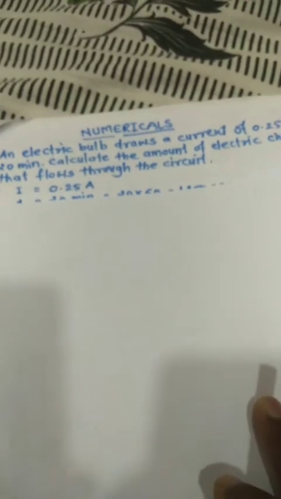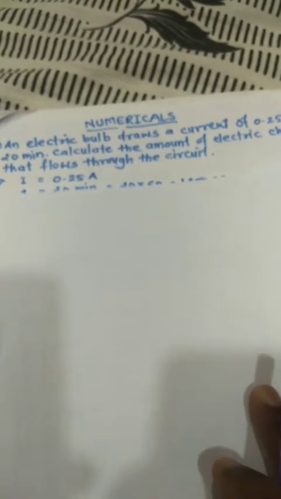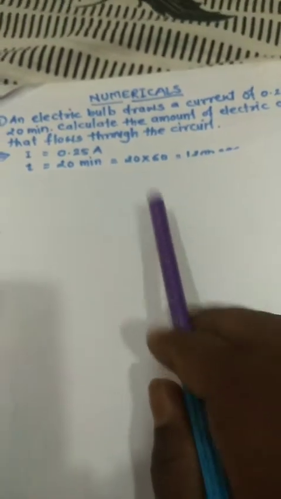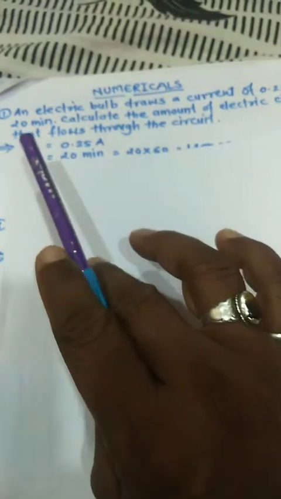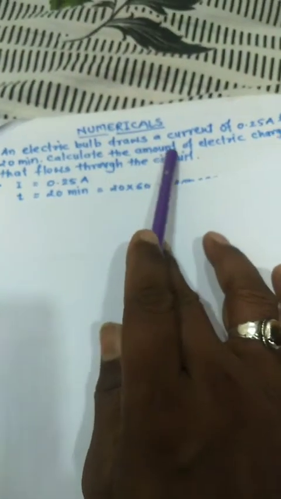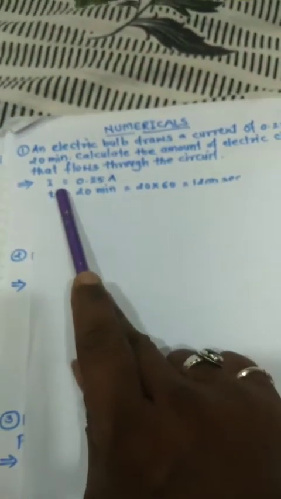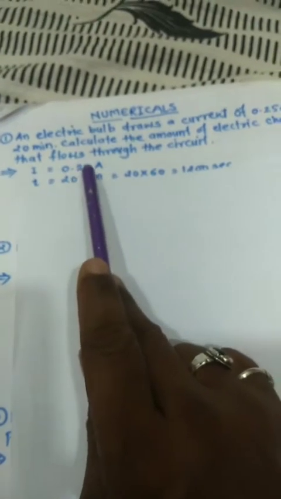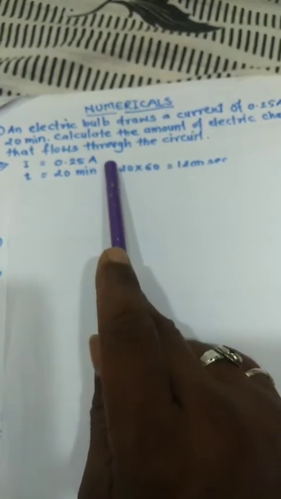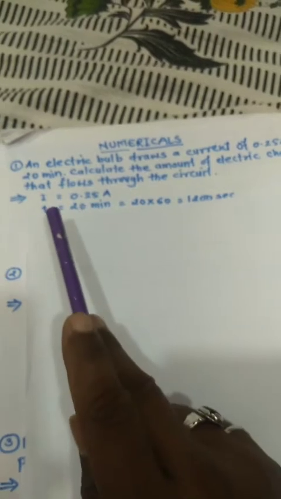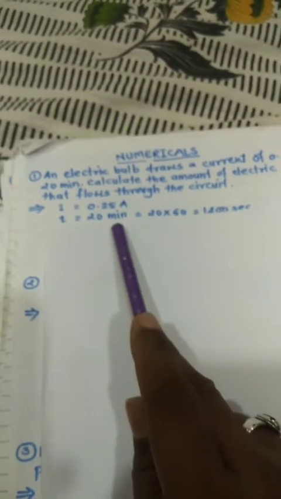What is given in the numerical? First we have to write the given part. The electric bulb draws a current, which means current is given. Current is represented by I, so I equals 0.25 ampere. And again what is given? For 20 minutes, so time T is 20 minutes.